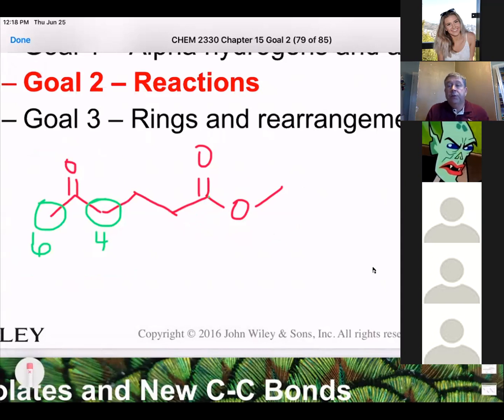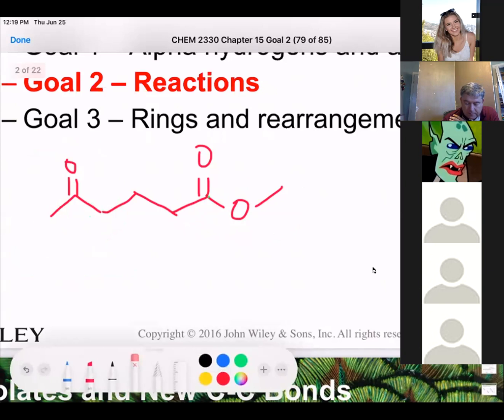Now we have a choice of, do we take the hydrogen off the 4 carbon or the 6 carbon? The way we figure that out is, let's see what the intermediate would be if we did this. So I'm going to redraw this a little smaller up here. 1.